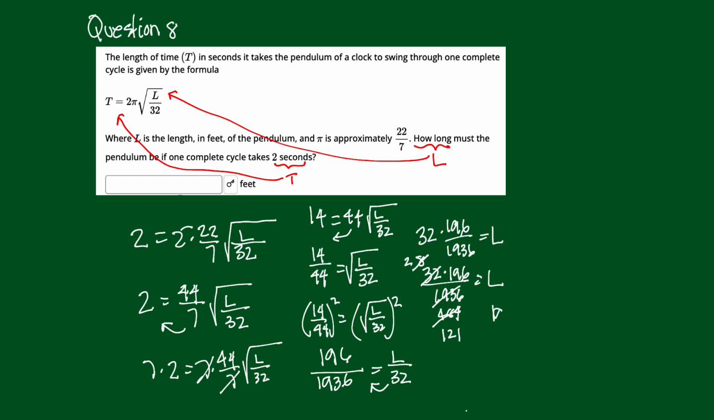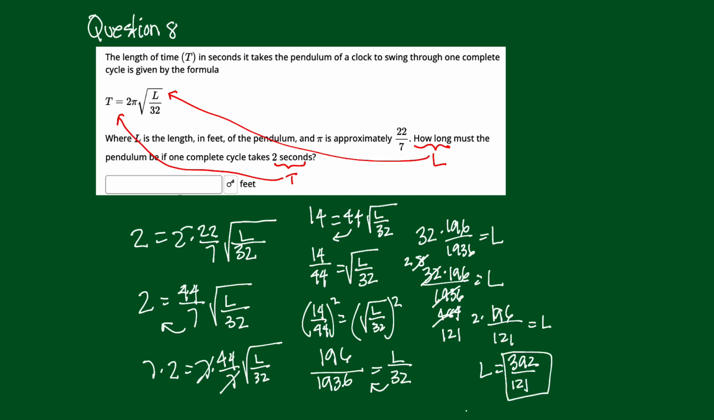Okay, and now I've got this. Here's where I'm at. 196. Oh, I've got a 2 out here. Don't forget that 2. There's so many lines here. 2 times 196 all over 121. That's equal to L. And 2 will not divide into that 121. So go ahead and do 2 times 196. So L turns out to be 392 over 121. Okay, that's the exact answer.